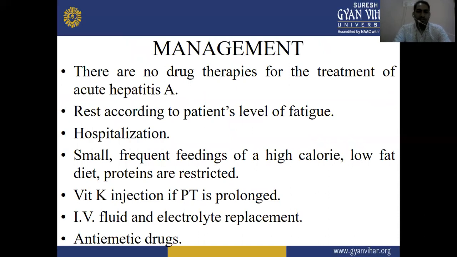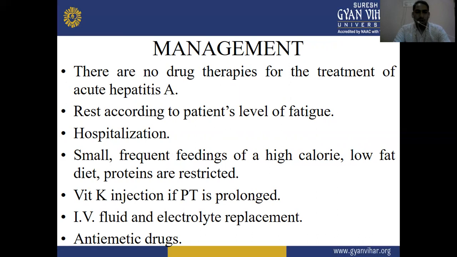Next is the management of hepatitis A. After hepatitis occurs, how do we manage it? There are no drug therapies for the treatment of acute hepatitis A. Next, rest according to the patient's level of fatigue, as prescribed by the doctor.